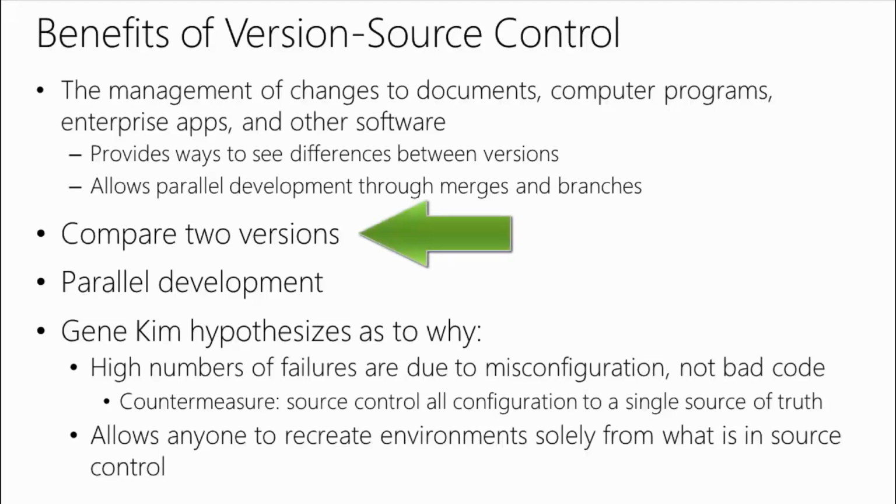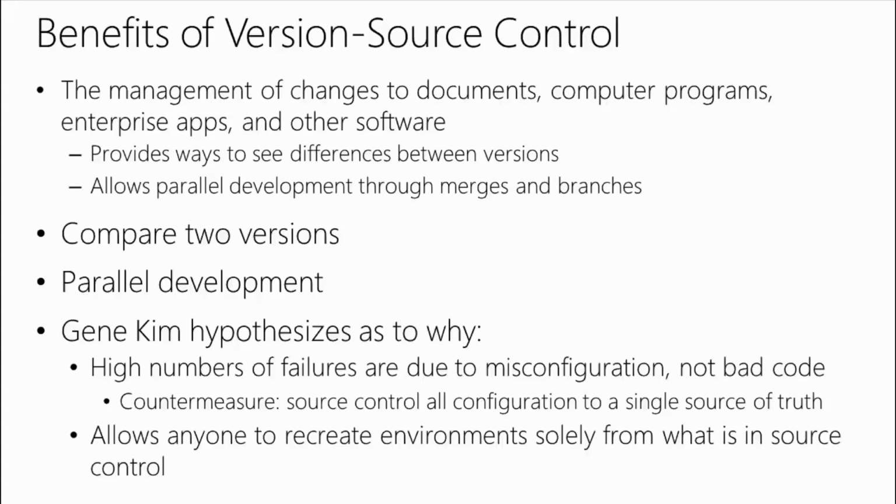Another benefit is that you can compare two versions. So you don't have to worry about the changes. You can actually pinpoint the differences between version A, for example, and version B. Moving further, it also allows for parallel development. For example, you may have two teams working on certain software. One team is developing a certain set of code while the other team is developing another set of code. So you can compare those two versions, and it allows for parallel development. And later you can merge those changes into one set of code.